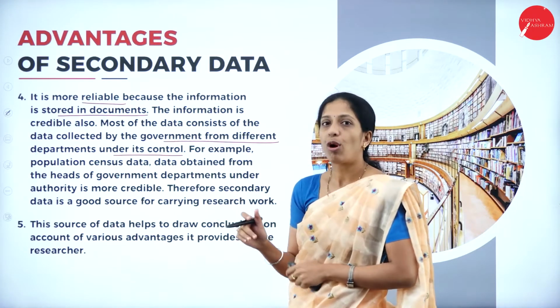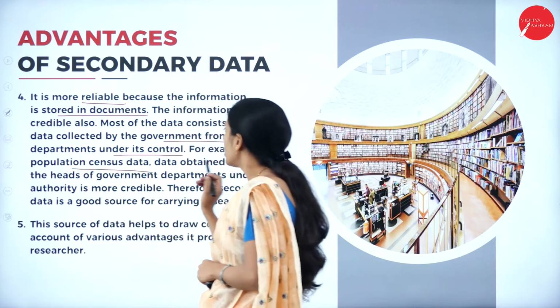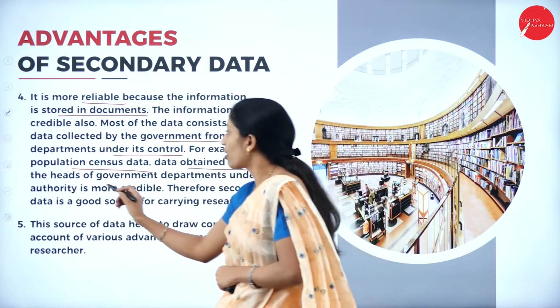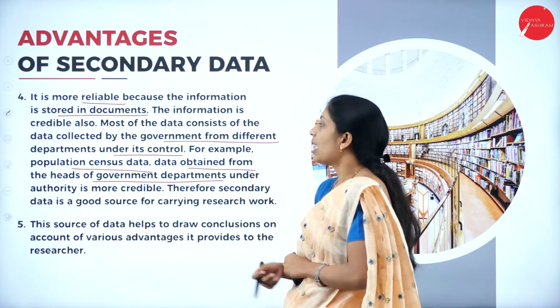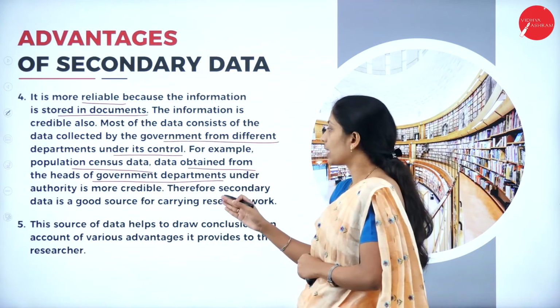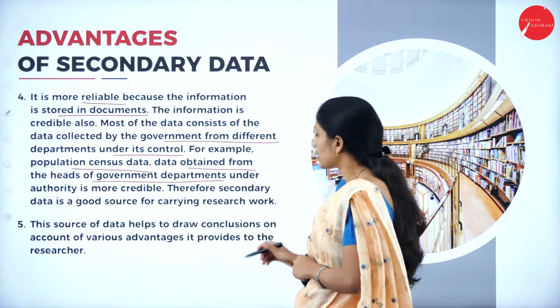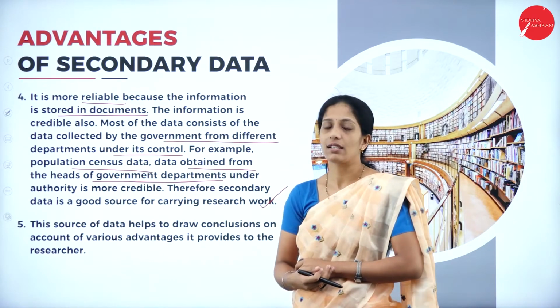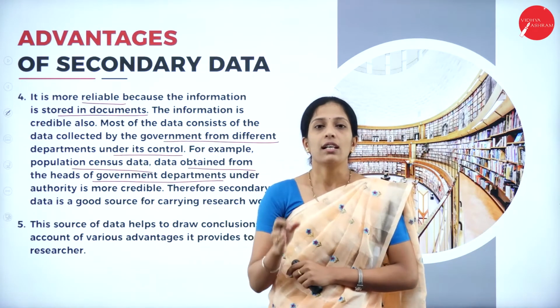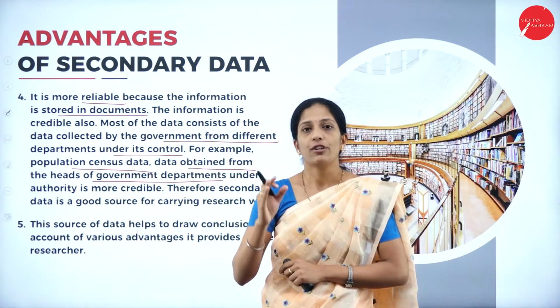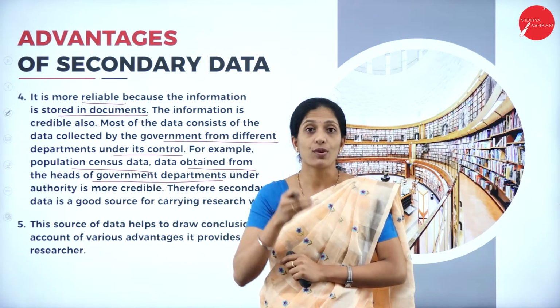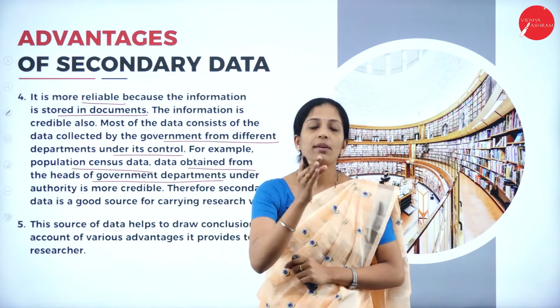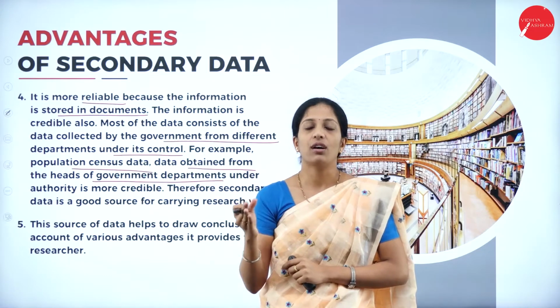For example, population census data obtained from the head of the government departments under authority is more credible. Therefore, secondary data is a good source for carrying research work. So, here secondary data is the best method to carry out the research work, because most of the information will already be collected by some other organizations.